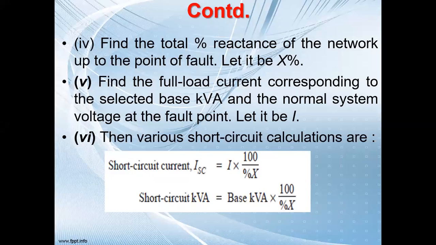So short circuit kVA we can calculate from that, it is base kVA into 100 by percentage X. So this formula also we have discussed in the last class. Okay. So we can calculate what is the short circuit current and what is the short circuit kVA of the system. Is it clear? Any steps? Any problem? Please tell me. No, sir. Okay, fine.